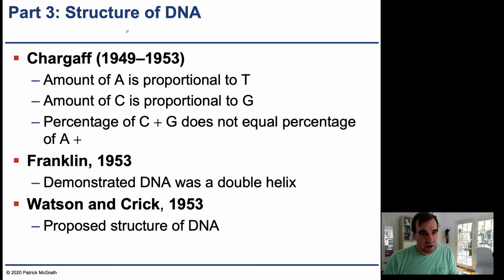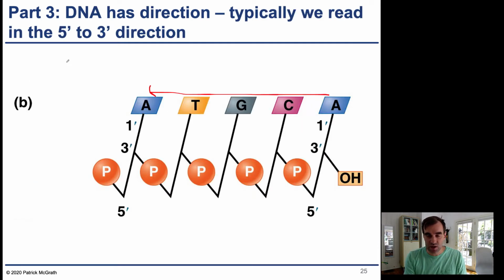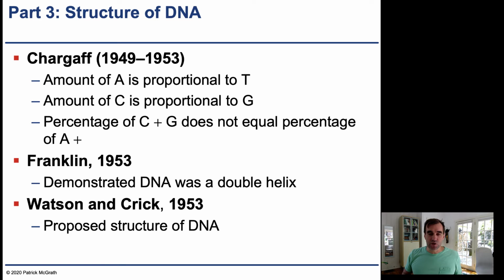The structure of DNA was further determined by 3 key experiments, and this is how we go from having a single-stranded piece of DNA to a double-stranded piece of DNA. One of the key experiments was work done by Chargaff between 1949 and 1953. What he did is he measured the amount of A, C, Gs, and Ts in biological samples, and found that there was an important relationship. The amount of A is proportional to T, the amount of C is proportional to G, but the percentage of C and G does not equal the percentage of A plus T.